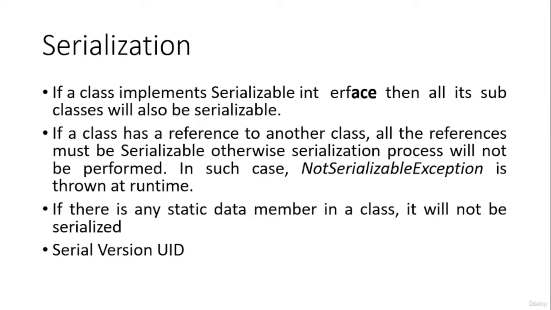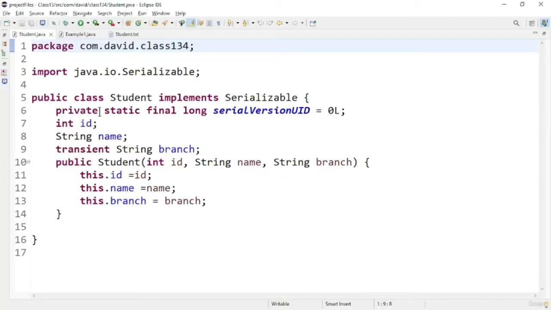Now let us see some programs based on the serialization procedure in Java. In this program, let us discuss the serialization procedure. Serialization is a procedure by which we convert our objects into a byte stream and then store it into a file or any other system. So let us start this program.